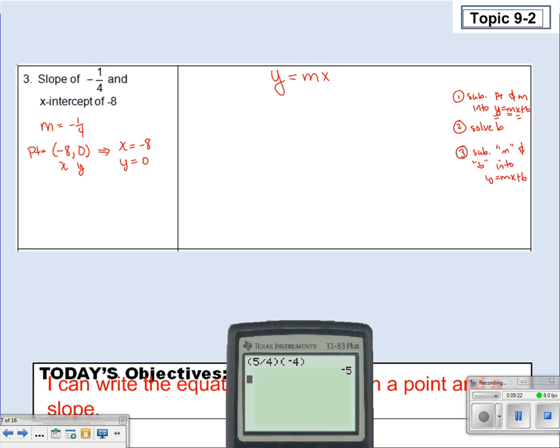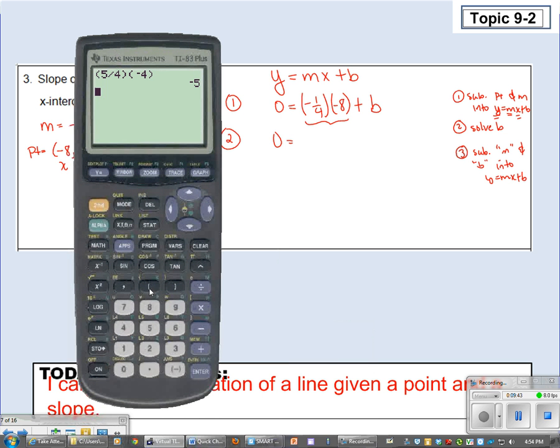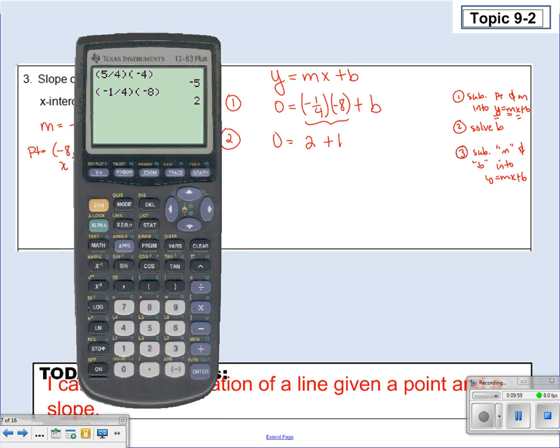Now we're going to plug into y equals mx plus b. So first step, we know y is 0. Our slope is -1/4. Our x is -8. And then plus b. Step 2, we need to solve. So let's multiply the -1/4 times -8. On the calculator, parenthesis, -1 divided by 4, close the parenthesis, open parenthesis, -8, close the parenthesis, enter. When we multiply those two numbers, we get 2. So it's 2 plus b.